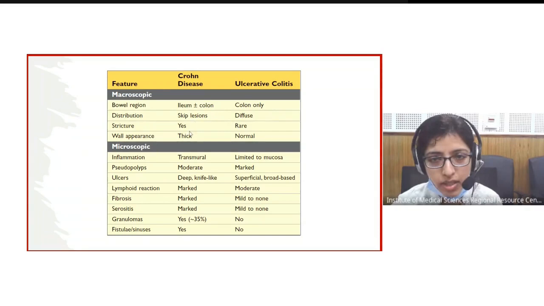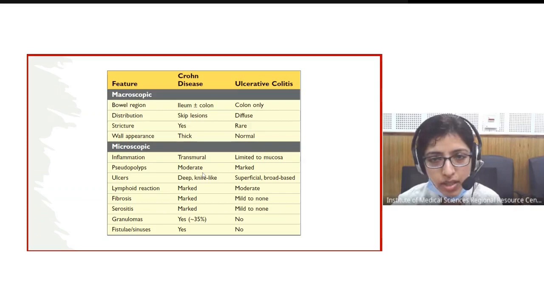Stricture is a feature of Crohn's disease. It is rare in ulcerative colitis. The wall is thickened in Crohn's, while it is not thickened. It is normal or maybe reduced in thickness in ulcerative colitis. Among the microscopic features, inflammation extends throughout the thickness of the wall, that is, transmural inflammation, in Crohn's disease. It is limited to the mucosa and submucosa in ulcerative colitis.